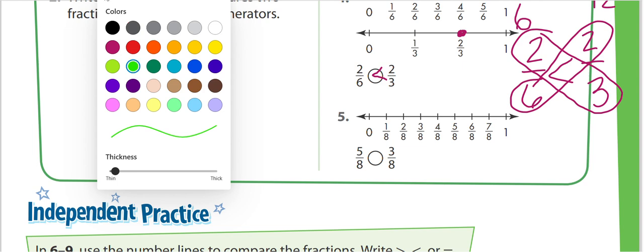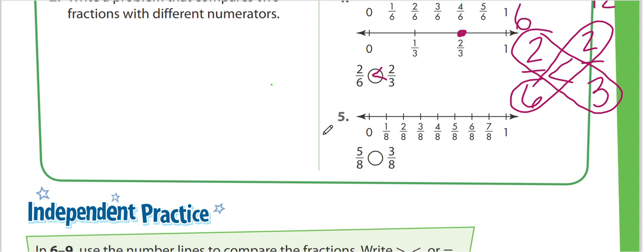The second question that we need to ask ourselves is, are our denominators the same? I have an 8 for 5/8 and I have an 8 for 3/8. So yes, our denominators are the same. When our denominators are the same, we don't have to use the butterfly method. We can if we want to, but instead we can just look at our numerators. Which is bigger, 5/8 or 3/8? Well, 5/8 is greater than 3/8, so alligator mouth eats the bigger number.